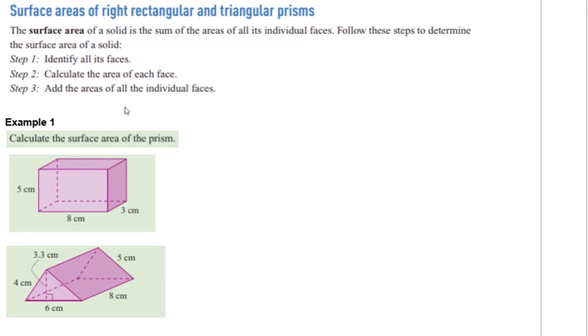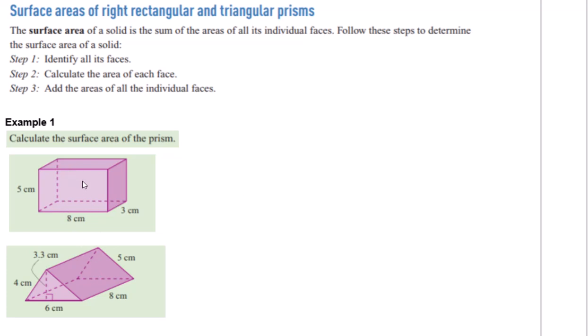Step 1, identify the faces, so you need to know the shapes. Step 2, calculate the area of each of the faces, and then add up all the faces together. Again, we want to look for some shortcuts so we don't have to look at every single face.